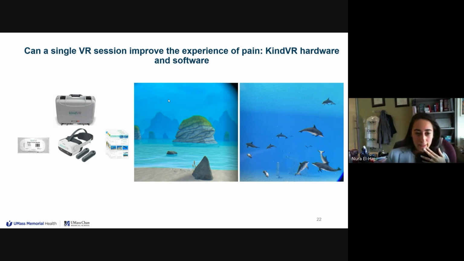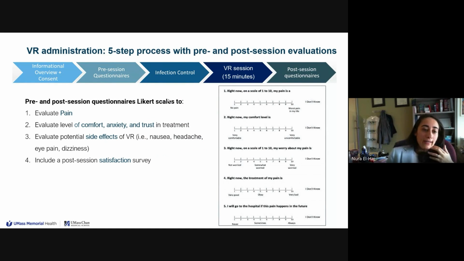This is kind of what we've used for our experience here. So I talked about our tools and how we're going to assess pain. Just to run you through what the process is like with this intervention: we get consent, and then we do pre-session questionnaires, and then we make sure that we do some infection control. We do our VR session for 15 minutes, and then we get some post-session questionnaires.